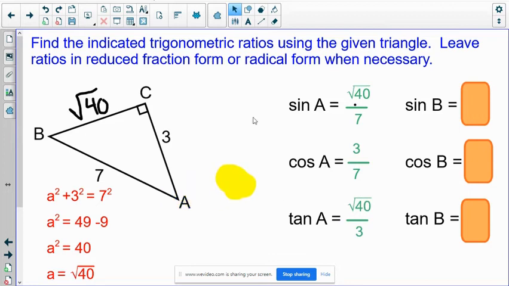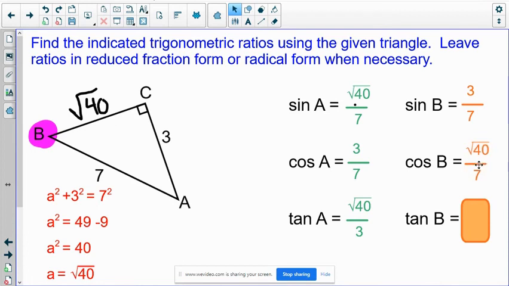Similarly, now I'm going to change it. Now I'm going to focus on B instead of A. So always know which angle you're talking about. Okay, so if I'm now looking at B, across from B, opposite B is 3, hypotenuse is still 7. Now the adjacent is square root of 40, hypotenuse is 7. And tangent is opposite, which is 3, over the square root of 40. And there you have it. Those are trig ratios.